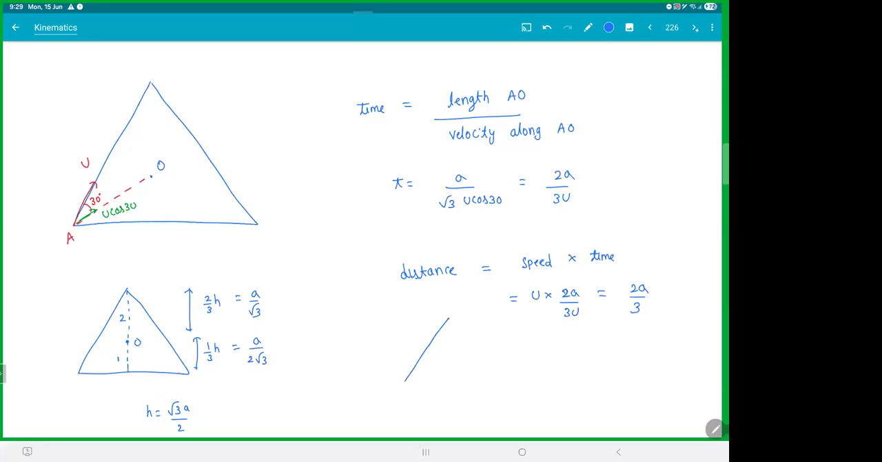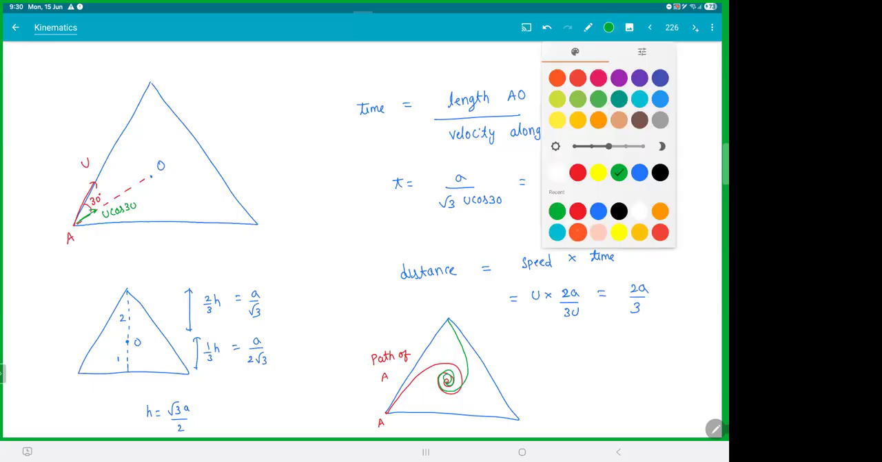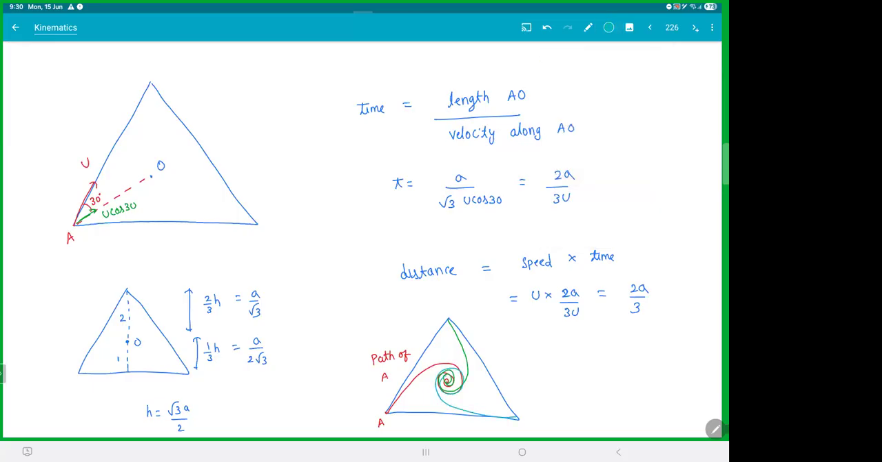So that arc which you're seeing, this is how the path would look. If you look at A, it is actually going like this. It will spiral like this. This is the path of A. Similarly, B also will look like this. C also will look like this. That is how they're spiraling. So the length of that spiral path which you're seeing is 2a by 3.